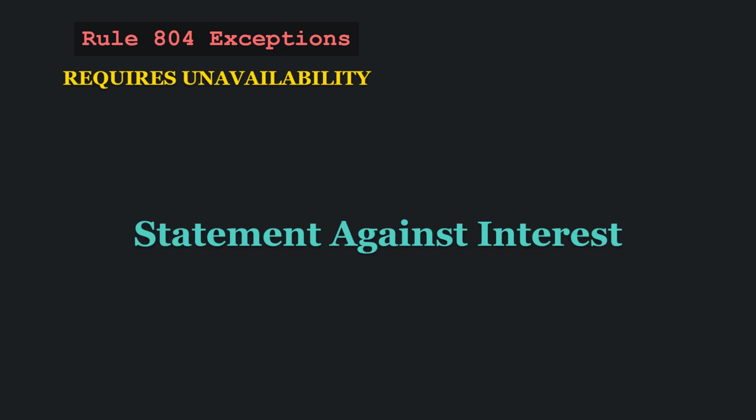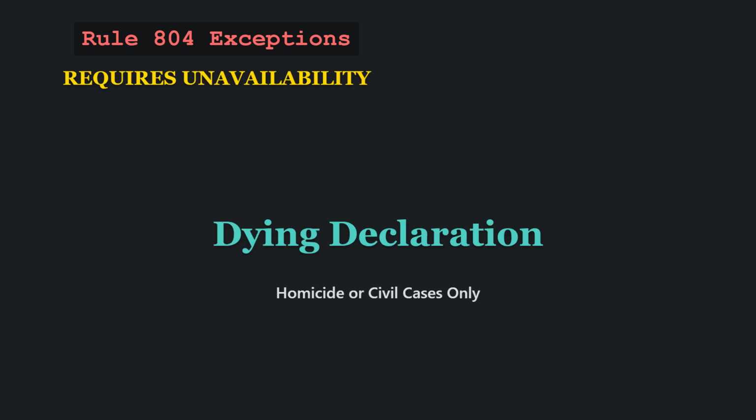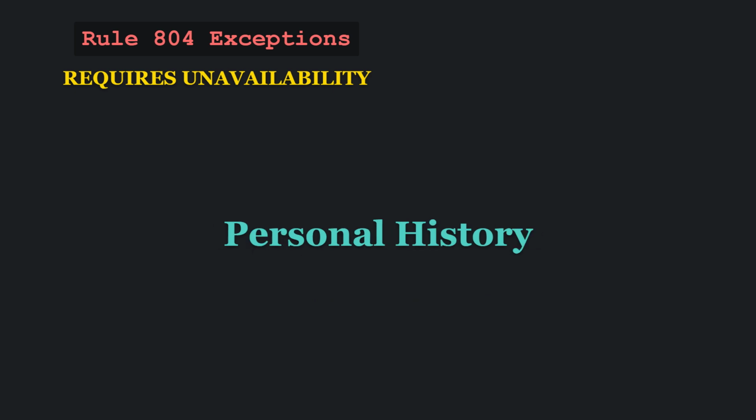Statements against interest must be contrary to the declarant's property interest, pecuniary, or penal interest when made. If offered in a criminal case to exculpate the defendant, corroborating circumstances must clearly indicate the statement's trustworthiness. Dying declarations are admissible in homicide prosecutions or any civil case if the statement concerns the cause or circumstances of what the declarant believed to be impending death. Statements of personal or family history are also exceptions under Federal Rule of Evidence 804.